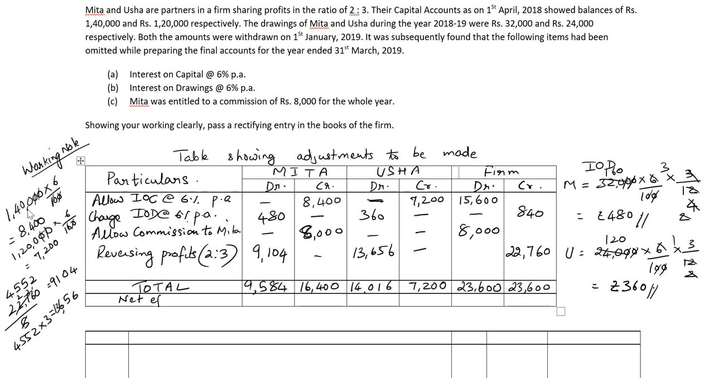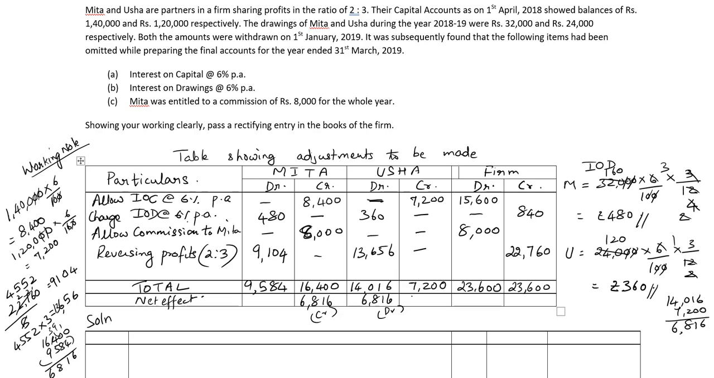Let's go ahead and calculate the net effect. The net effect for Meeta is 16,400 minus 9,584, which is 6,816 credit, and on deducting 7,200 from 14,016, we get 6,816 debit.